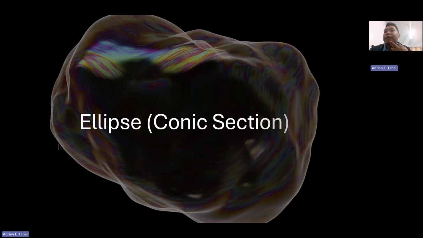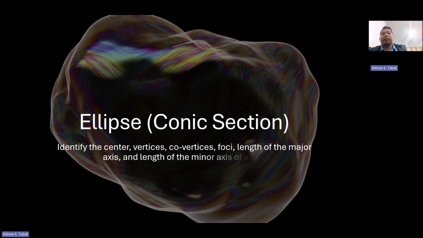For our discussion for this day, we're going to continue with the ellipse conic section. We are here to identify the center, the vertices, the co-vertices, the foci, and the length of the major axis and the length of the minor axis. I think we haven't covered the length of the major and minor axis yet, which is very simple.